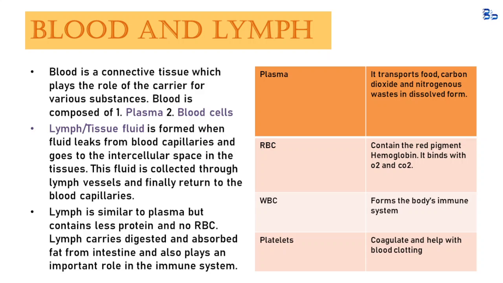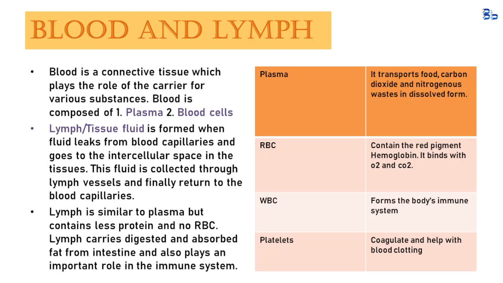The next fluid that we're going to discuss is called lymph or tissue fluid. So this type of fluid is formed when small amounts of fluid, with the exception of RBC, start leaking from the very thin blood capillaries and start to occupy the spaces between the tissues. Hence the name tissue fluid. Now this fluid starts to get collected in vessels called the lymph vessels, from where it will start moving into the lymphatic capillaries, the lymph nodes, and then eventually make its way back to the blood capillaries.